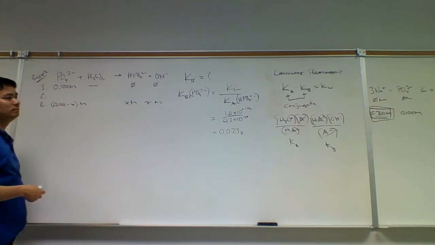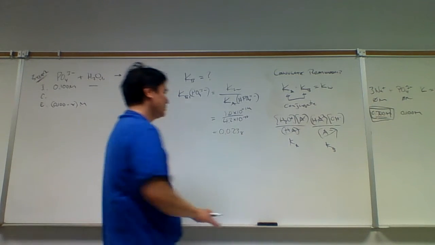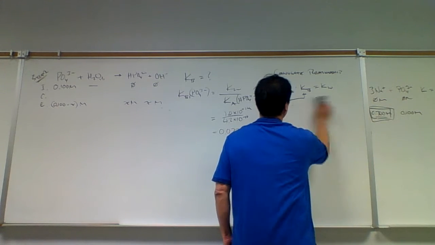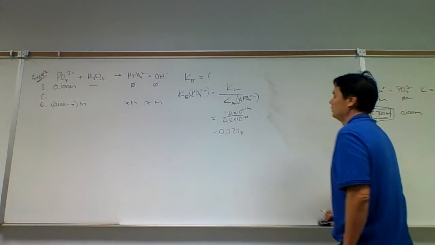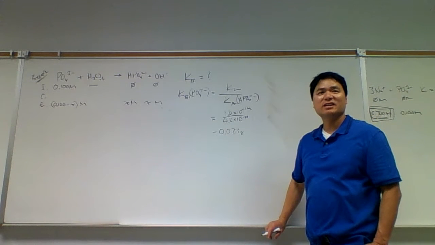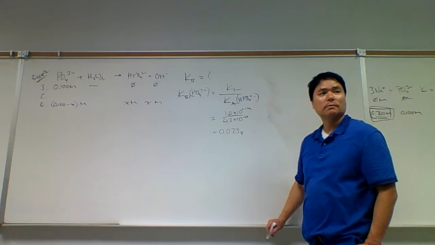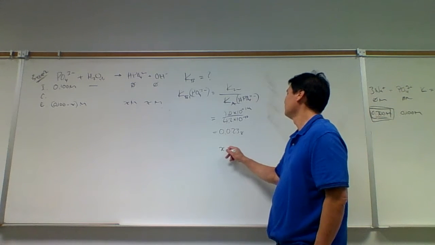And did you calculate it? Let me ask you, did the simplifying assumption work or fail? Fail. It failed. What was the percent change? 48%. 48% is too high. So you use the quadratic equation? Okay, and what did you get for x?